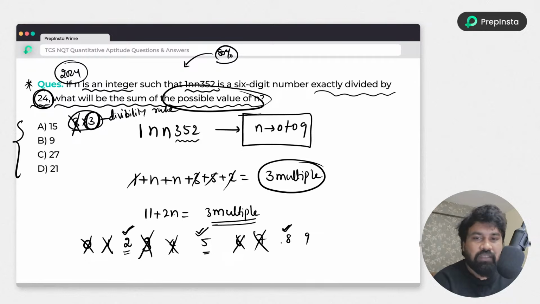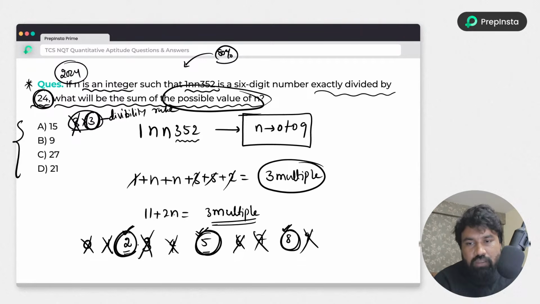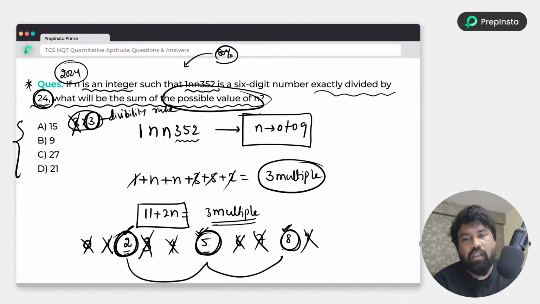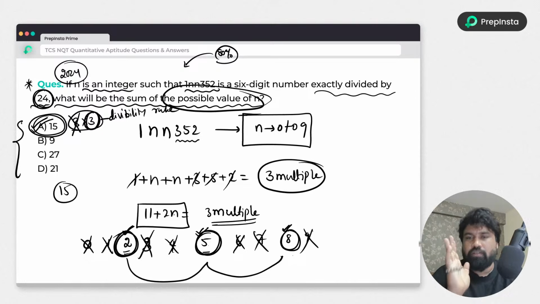And 2 times 8 is 16. 16 plus 11 is 27. 27 is a 3 multiple. So 9 is also not verified. The possible n values that can make it a 3 multiple are 2, 5, 8. The sum of the possible values is 15. So the answer is option E.